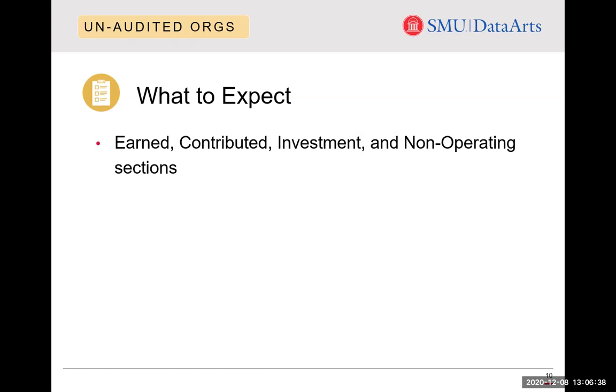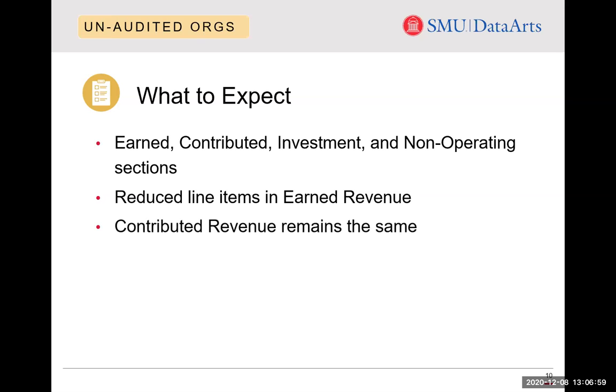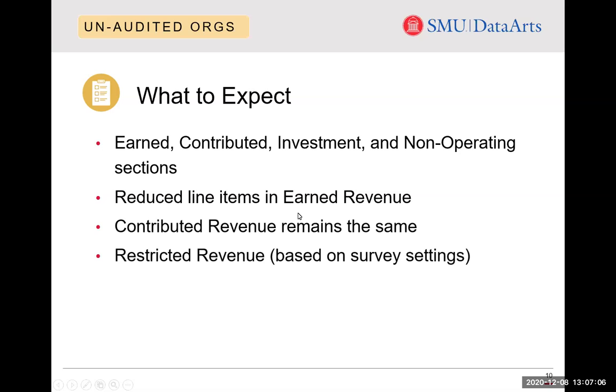There are still 4 different sections: earned revenue, contributed revenue, investment revenue, and non-operating revenue. You may or may not see non-operating depending on whether you've indicated that you have non-operating revenue when you set up your survey. We have reduced the number of line items in the earned revenue section. It's shorter now. The contributed revenue section, on the other hand, has not changed very much. You'll see most of the same line items. You may see a column for restricted revenue, but you'll only see that if you've specified that you have restricted revenue in your survey settings.